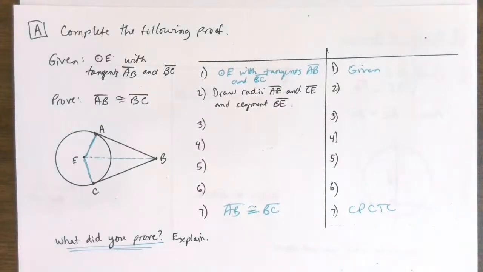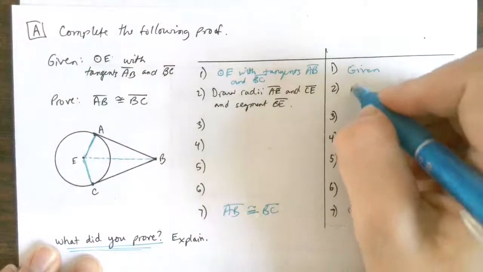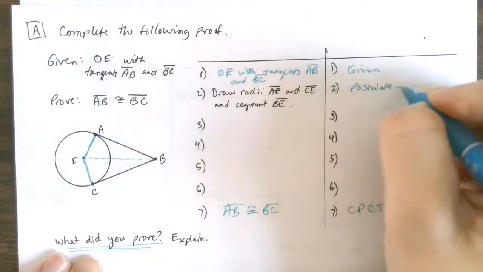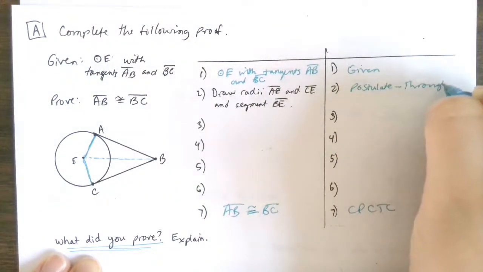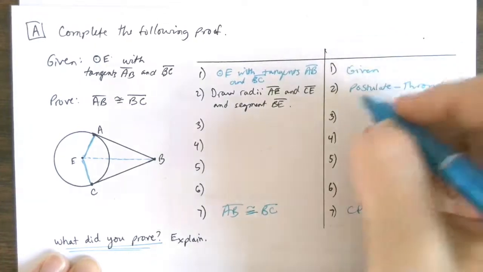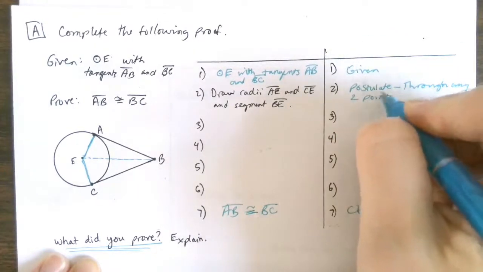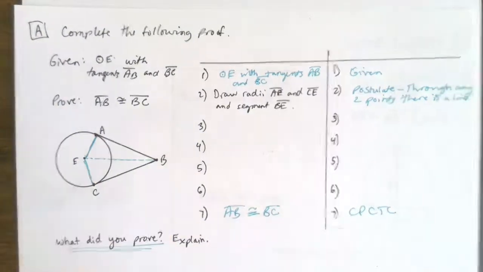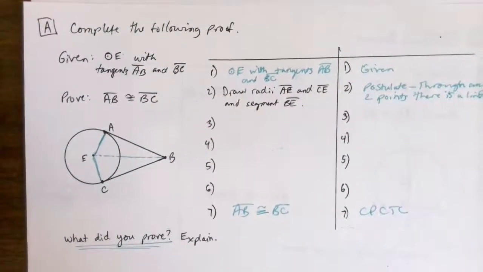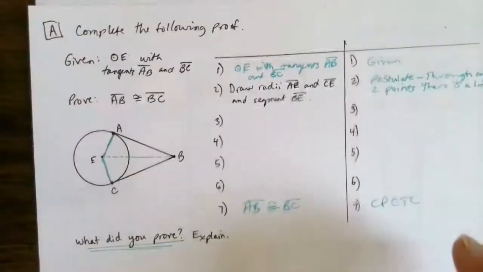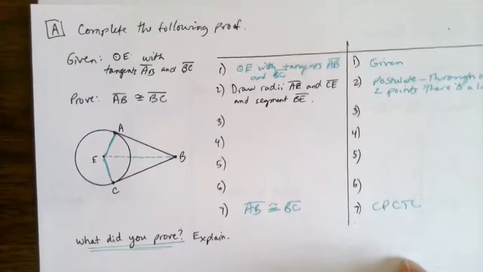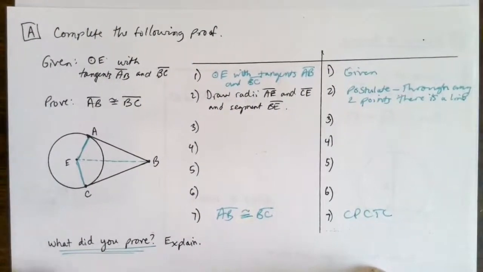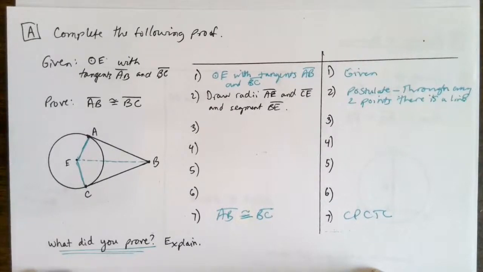So following through step 2, what we did there is we used a postulate that says through any 2 points there is a line. We've referred to those as auxiliary lines, extra lines that we can draw in to help us, but the point is that if we have any 2 points, then we know there is exactly one line through them.